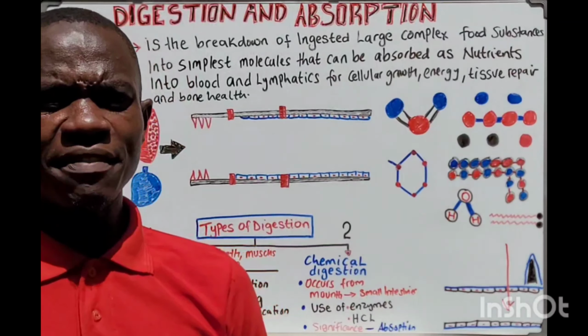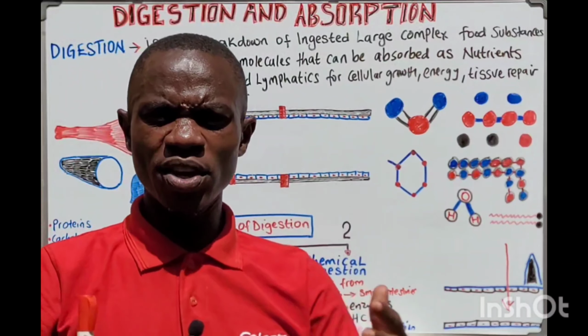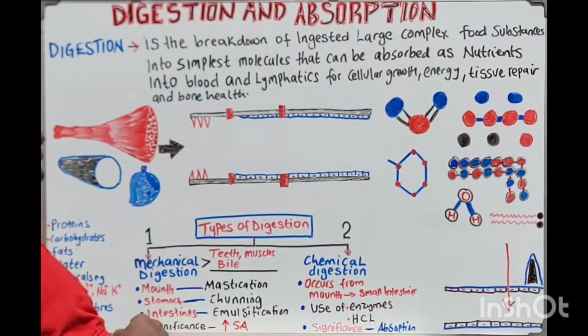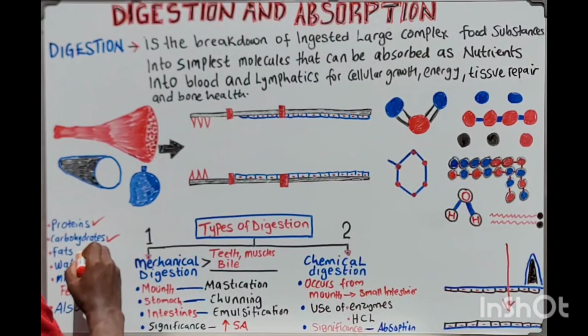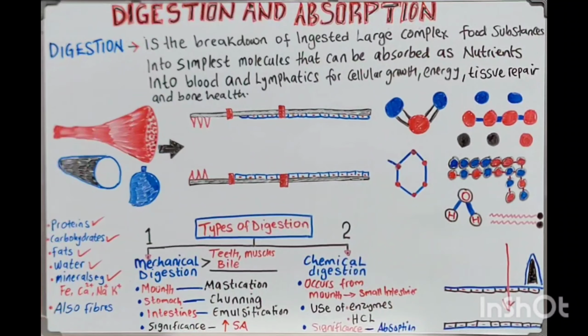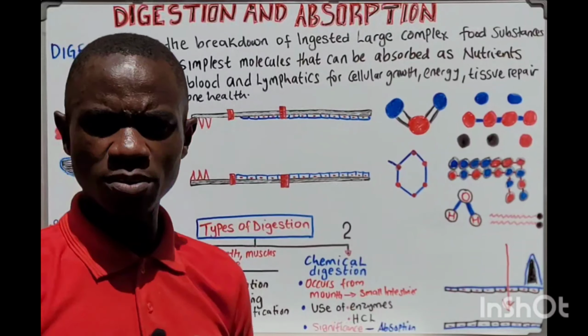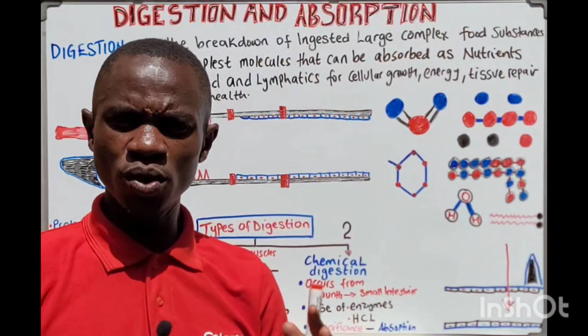Having seen that, when we talk of these substances, we need to first understand some of the nutrients that are part of this large complex food substance. You're going to have proteins, carbohydrates, and fats. We shall have water, and also mineral salts, for example iron, calcium, sodium, potassium, magnesium, and other minerals. You should not forget you're also going to have a lot of fibers within these food substances, the roughage, which helps in the formation of stool of a fine and normal texture.